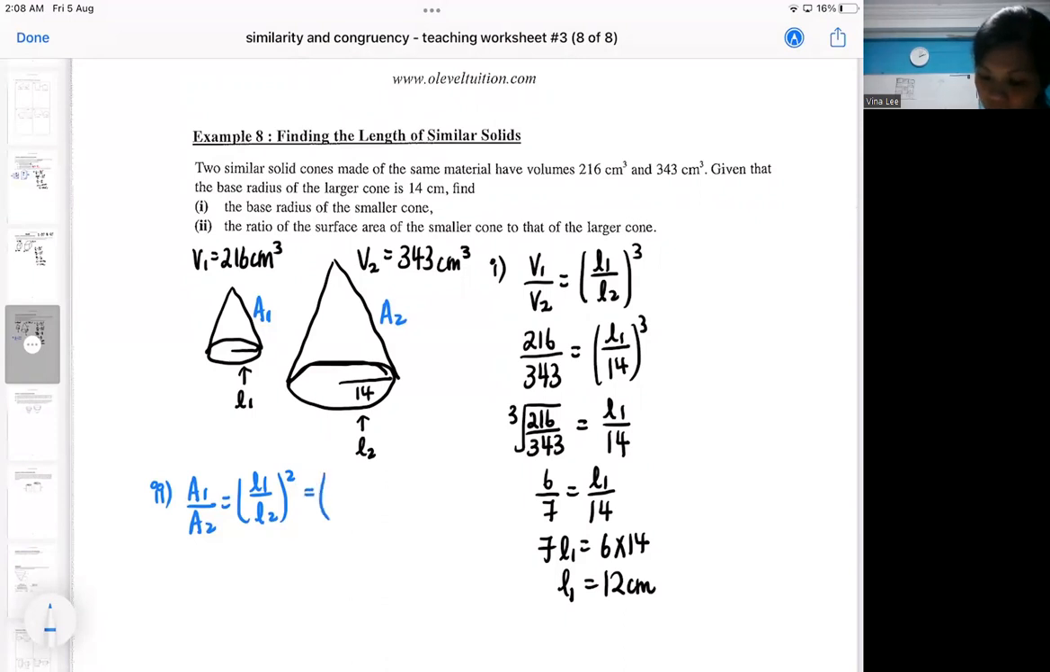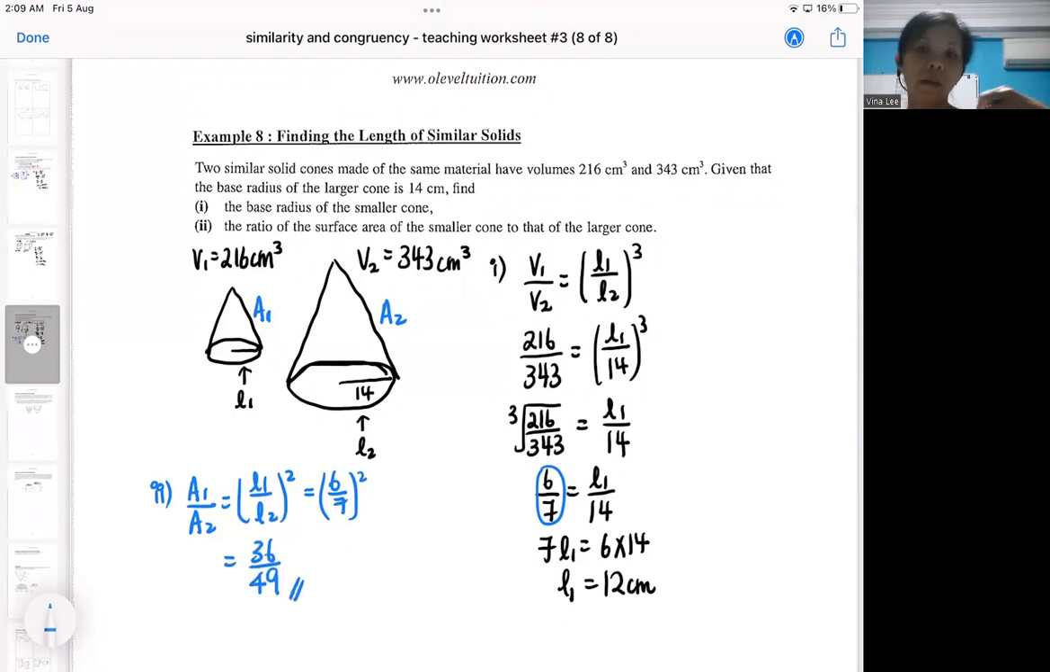The ratio is, just now our length ratio is 6/7. So take your length ratio and square. You'll get 36/49. You don't know the actual value, but eventually the actual surface area will reduce to 36/49. So this is not the actual area, it's just a ratio. There's no need for you to go and find the actual one.